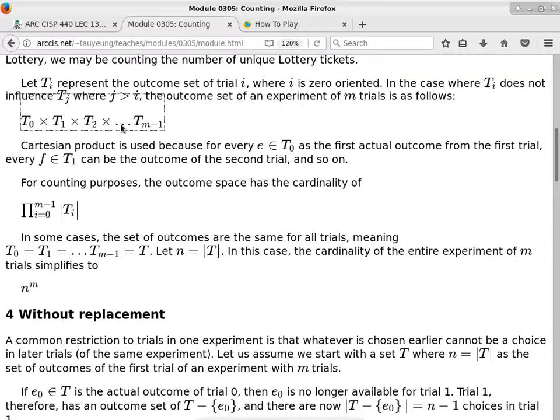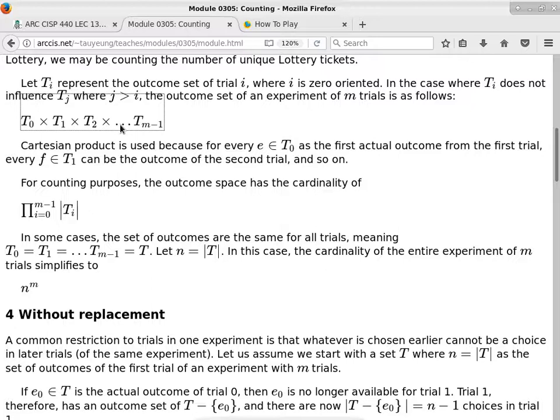So you cannot have 1, 1, 1, 1, 1 as an outcome of an experiment when you're dealing with lottery. Because once the ball 1 is chosen in the first trial, it is removed without replacement. So your second trial can no longer have a result of 1 because it's gone. Does that make any sense? Is that okay so far?